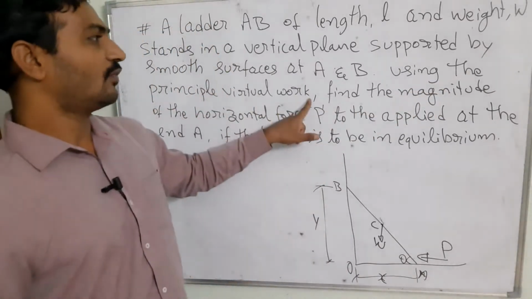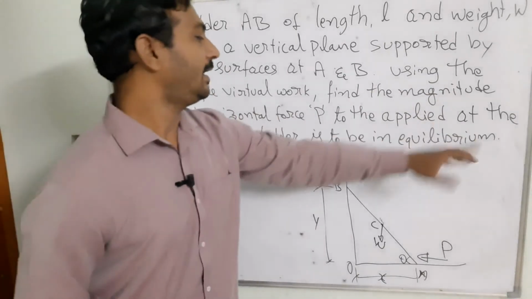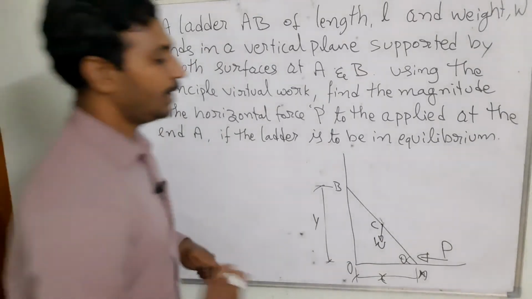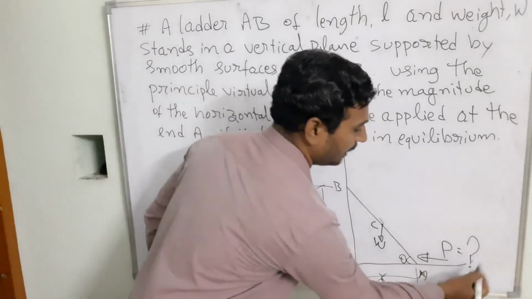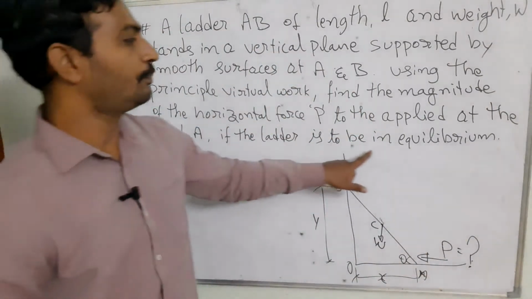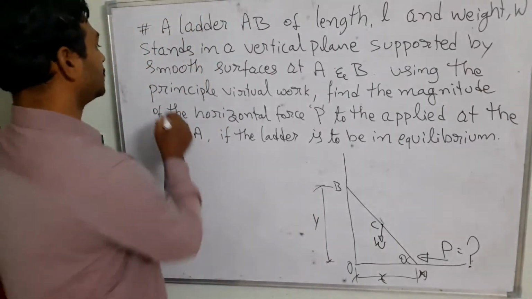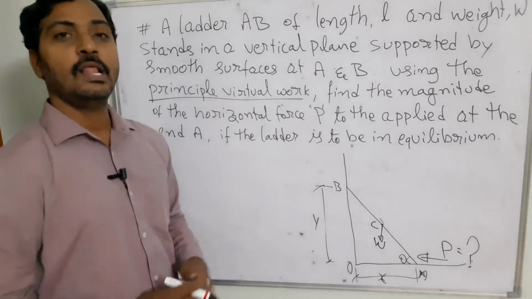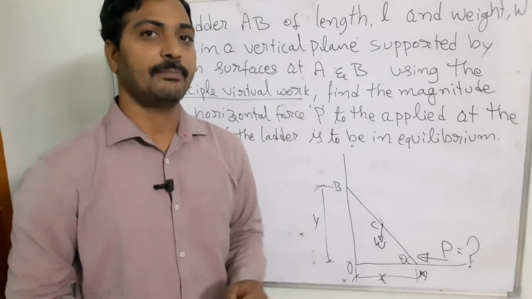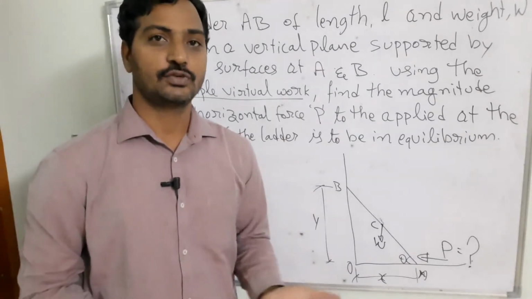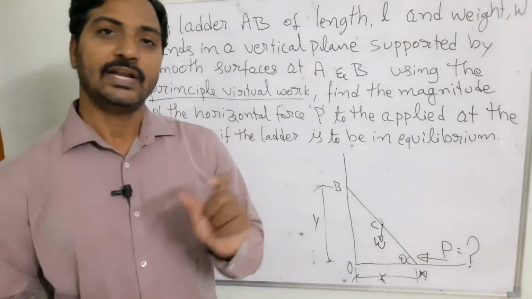Using the principle of virtual work, find the magnitude of the horizontal force P applied at A. So we need to calculate how much force we apply at A so that the ladder is in equilibrium. To apply the principle of virtual work, first we need to apply a virtual displacement. In the last problem we calculated parameters x, x1 and x2, and we did the derivation. That derivation itself gives the infinitesimal displacement.